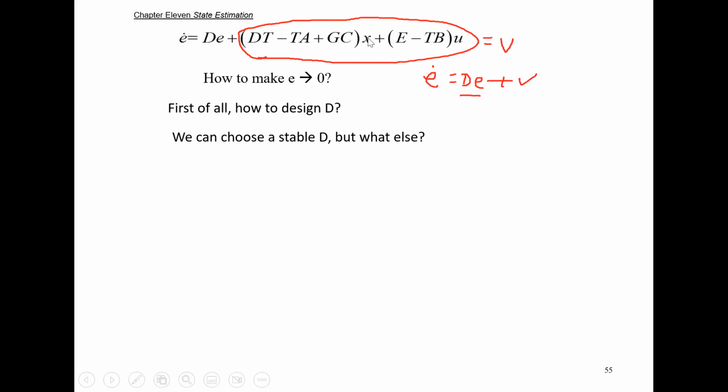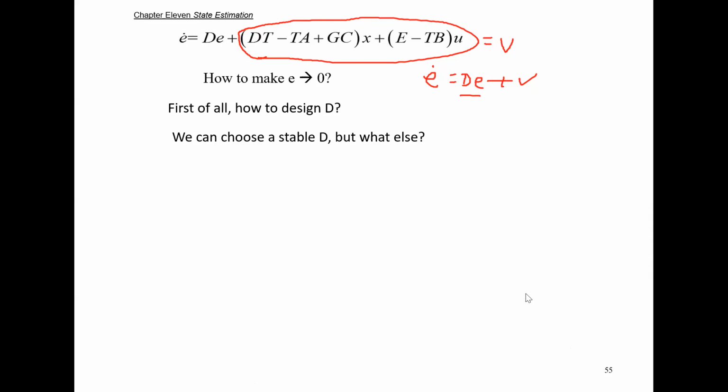It means, can we make this whole thing equal to 0? Then you can say, you cannot control x and u, right? x are the state variables, u the input variables, you cannot make them go to 0. They are from the system. So what you can do is design your D, T, G to make those gains 0. Is that clear?